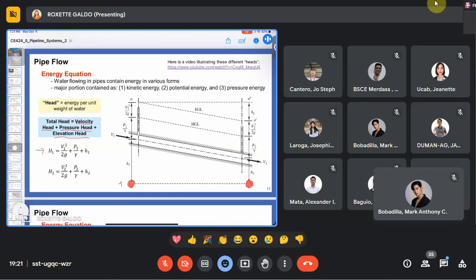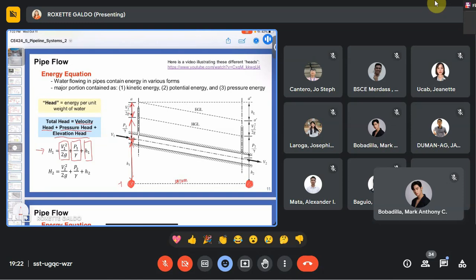H1, or total head at point 1, or it can also be interpreted as the total energy at point 1, is equal to the velocity head, which is given by V1 squared over 2g, plus the pressure head, which is given as P1 over the unit weight of the fluid, plus the elevation head, which is given by H1. This is the elevation of the pipe from the datum line. So this is our datum in this case.